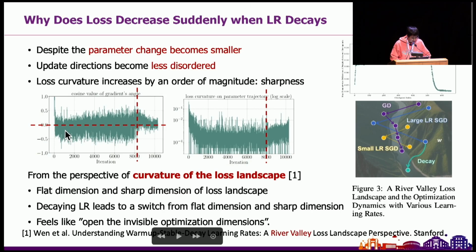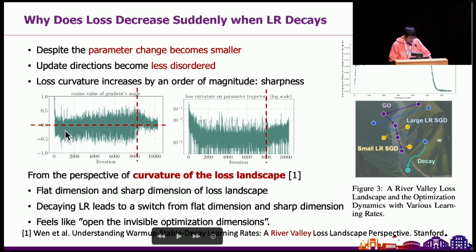And so why does the loss decrease suddenly when the learning rate decays? Now I'm going to share some of our understanding. We checked the parameter change between different checkpoints during training. We found that the parameter change actually becomes smaller in the decay stage. However, despite the parameter change becoming smaller, the update directions of the gradient become less disordered.